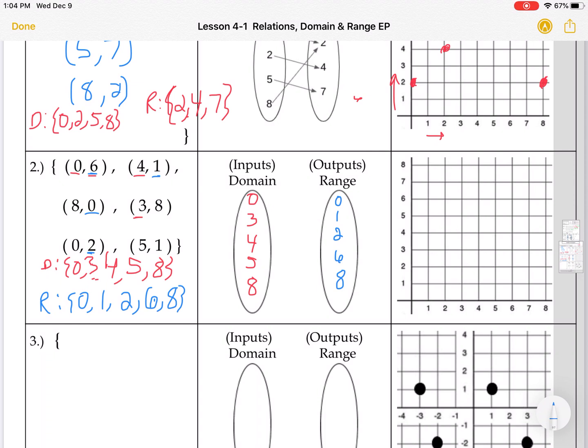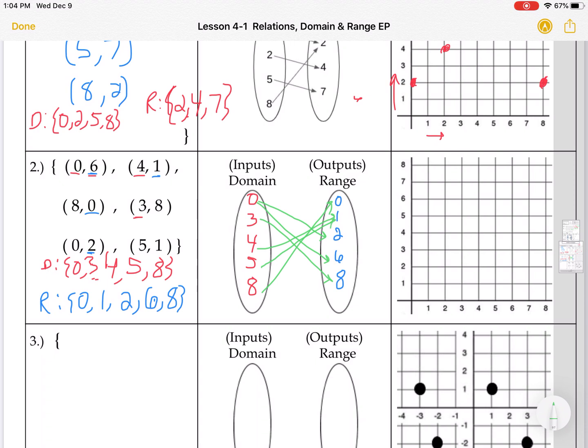Okay, now when I'm mapping these, I'm going to say, okay, 0 is going to be mapped to 6. Boom, put an arrow. 4 is going to be mapped to 1. Boom, put an arrow. 8's going to be mapped to 0, arrow. 3 to 8, arrow. 0 to 2. I already have a 0, that's okay. I'm going to put another arrow from 0 to 2. 5 to 1, go from 5 over to 1. And it looks a little messy, but that's okay.